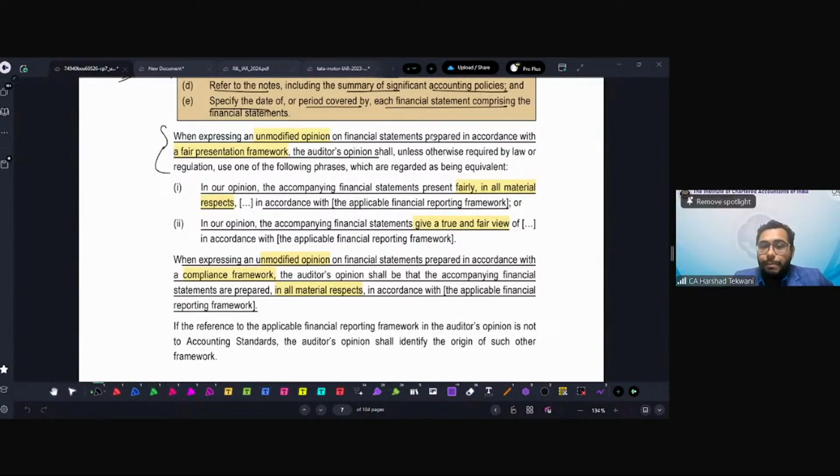But when we talk about compliance framework and we are giving an unmodified opinion, we have to write that in all material respects, it is complying in accordance with. So the wordings change according to your framework. If it is a fair presentation framework, I will use wordings like gives a true and fair view. If it is a compliance framework, I will say it is complying in all material respects. So this is how I draft my wordings based on the type of framework based on which I'm required to issue the opinion.